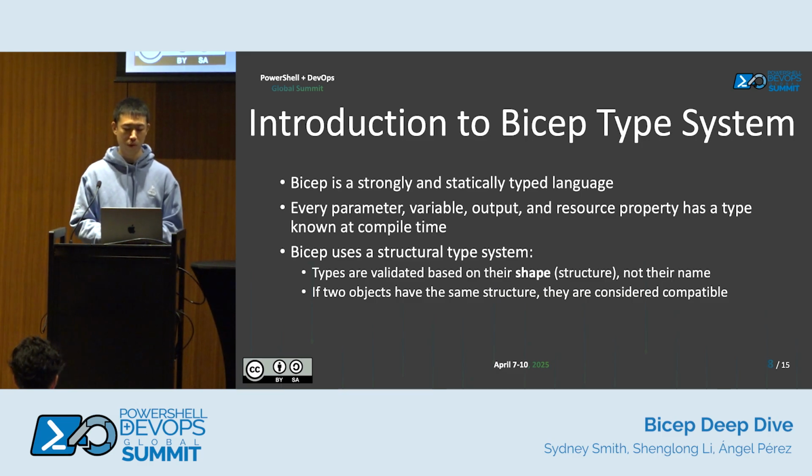The other thing to learn is that Bicep implements what's called a structural type system. This means that types are validated based on their structure, not their name. For example, if two objects have the same shape, meaning the same properties with the same value types, they are considered compatible. This makes the type system much more flexible and easier to work with, which I'll show a demo later to prove that.